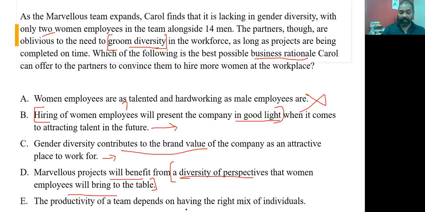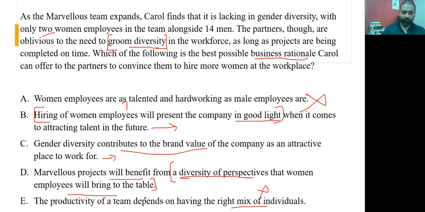The productivity of a team depends on having the right mix of individuals, and does not focus on gender diversity. Isn't having the right mix of individuals something they'd claim they already have? Those guys will say that among these 14 plus 2, they have the right mix of individuals. There is nothing that pushes them into saying, hey, we need women employees, we need to add that number, isn't it? So E can be eliminated.